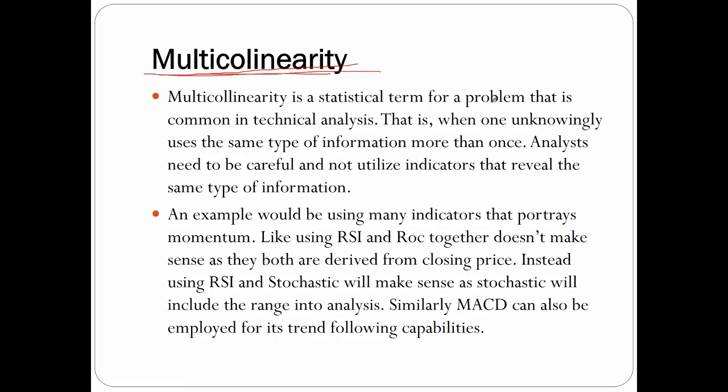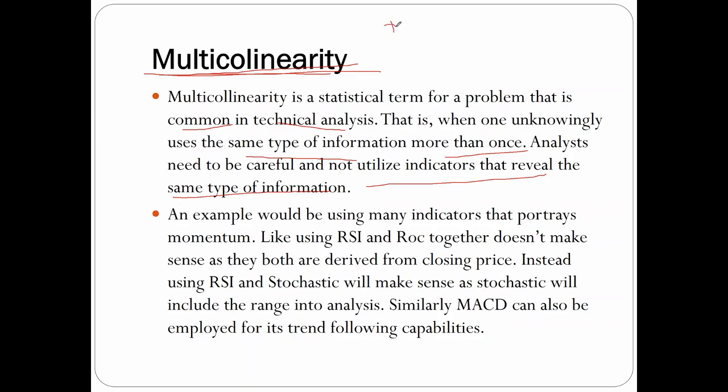Multicollinearity is a statistical term for a problem that is very common in technical analysis. It happens when one unknowingly uses the same type of information more than once. Analysts need to be careful and not utilize indicators that reveal the same type of information. That means we are using the same type of indicator.